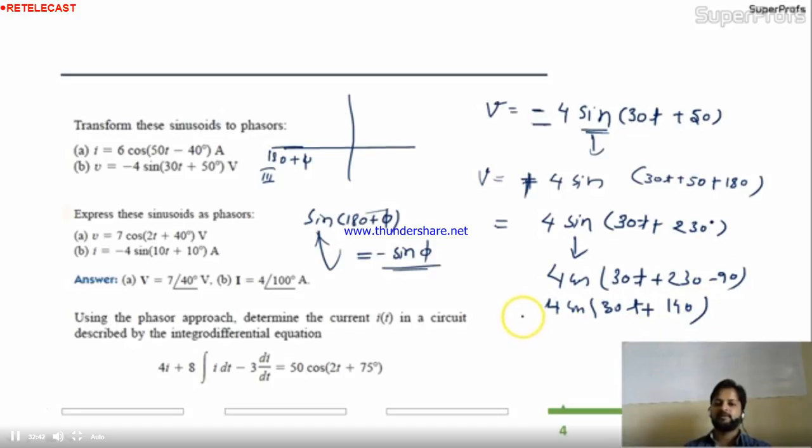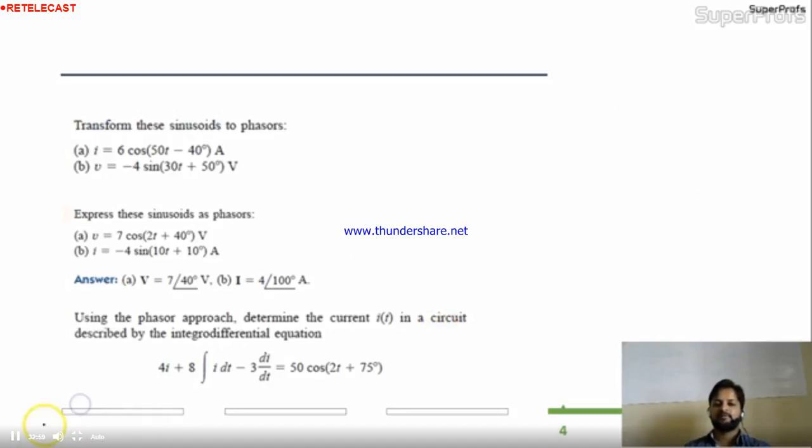Yes, 140. Now, what do we have to show? We just convert into the phasor. So this is nothing but 4 ∠140. This is nothing but your answer. I hope this is clear to you. Now, wait a minute. This is homework for you.